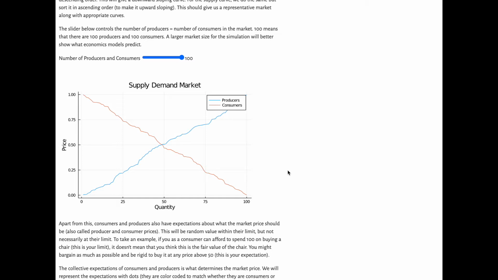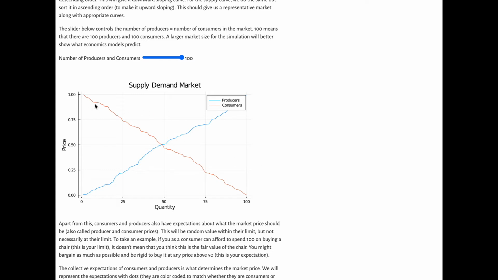So our market will be made of two kinds of people, producers and consumers. Producers will build products and sell them, and consumers will buy them. Each producer and consumer will have their own maximum price at which they can afford to buy the product, and this will be based on, say, their income and all the other financial requirements they have in their lives. So for now, we can just randomly generate their maximum prices from 0 to 1, and if we sort them in ascending and descending order, we get the familiar demand and supply curves.